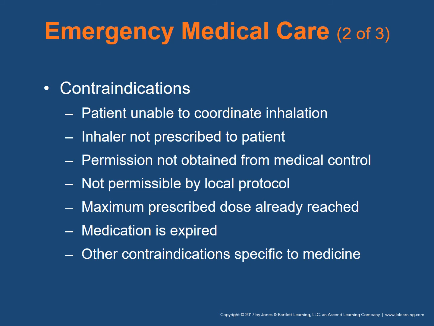Basically, when you think about your 6 rights, when one of the 6 is wrong or all of the 6 are wrong, then you're not going to give the medication. The 6 rights must all be met in order to give that medication, regardless of what it is. In this case, it's the metered dose inhaler.